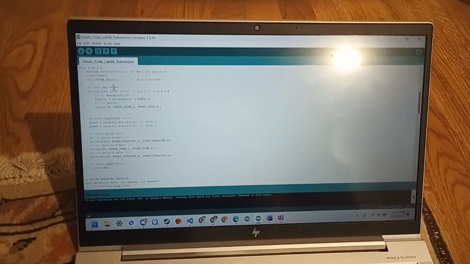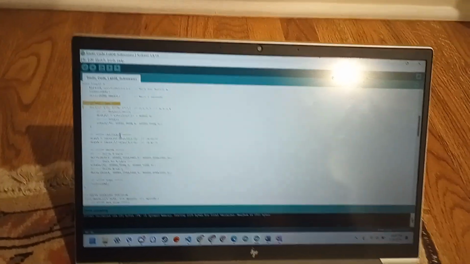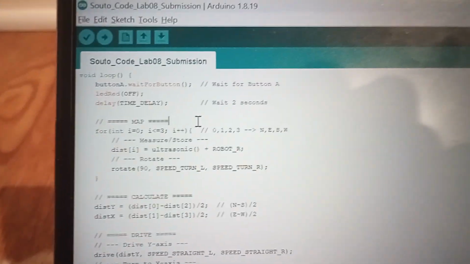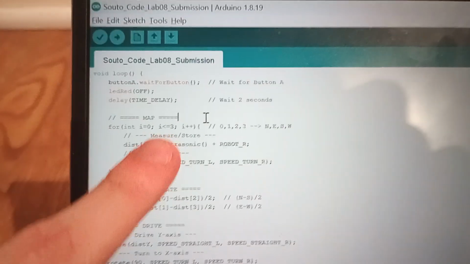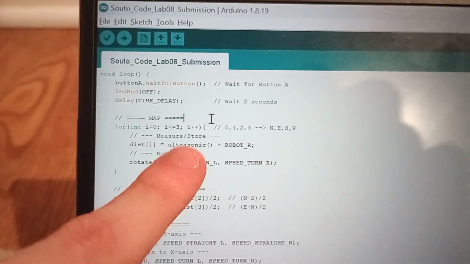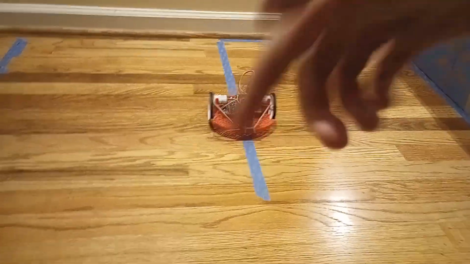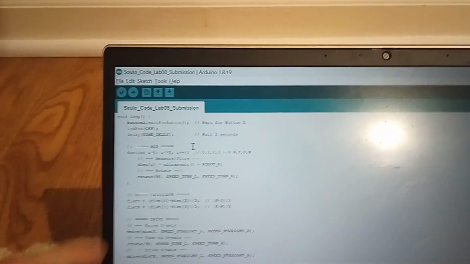Now, here's my code. Within the loop function, it has a 3-part algorithm: map, calculate, drive. After the button and waiting 2 seconds, it will map, which consists of, for 4 times, going from 0 to 3, where 0, 1, 2, 3 represents north, east, south, west, where north is the direction the sensor is pointing.